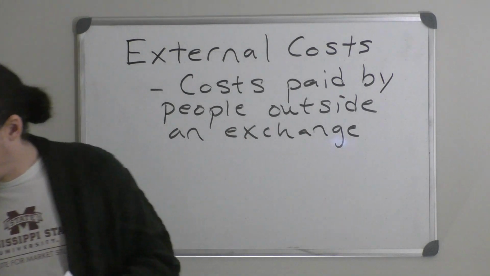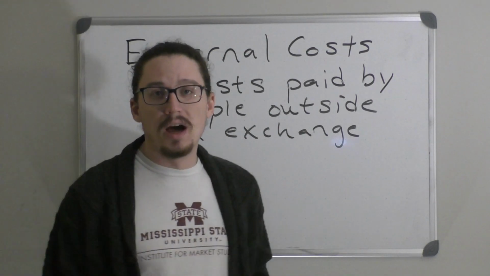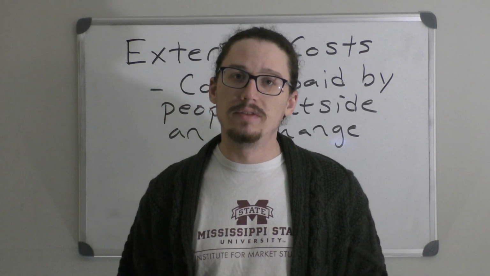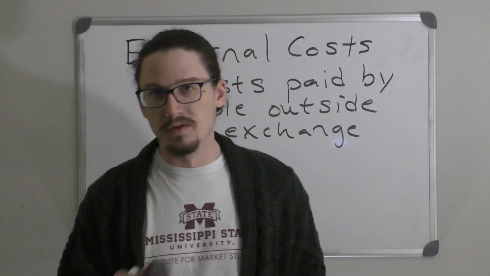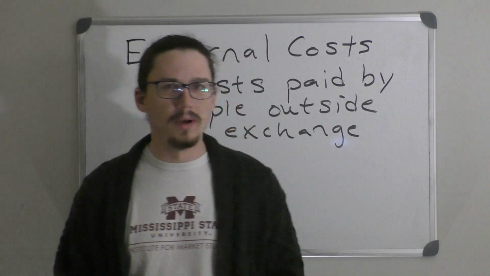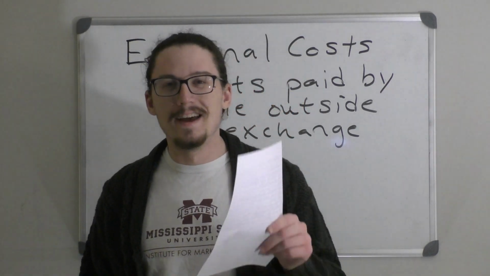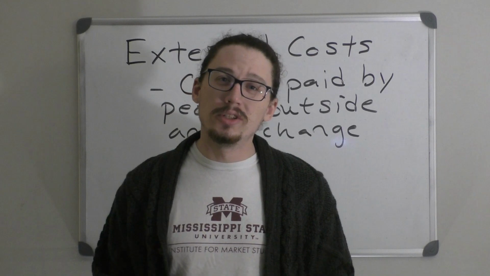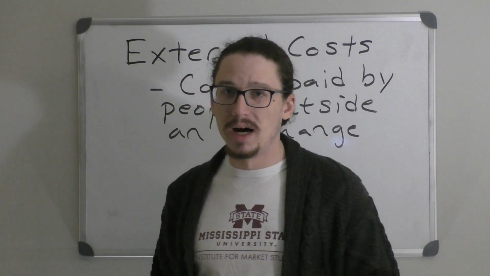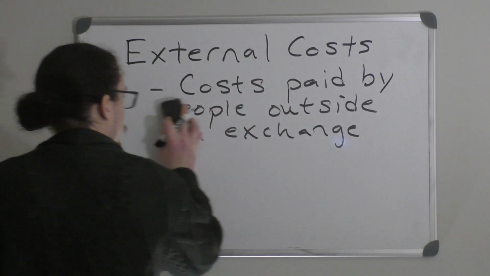All right, now let's get a little bit more specific. Now there are two types of externalities. You've already heard me mention one, maybe both of them. I can't remember what I've said so far. That's probably not a good sign. But there are two types: negative externalities and positive externalities.